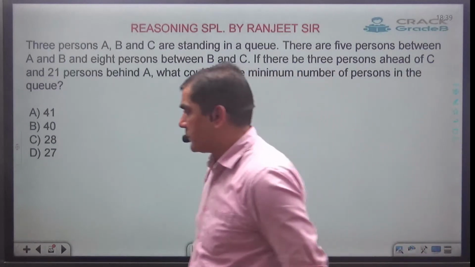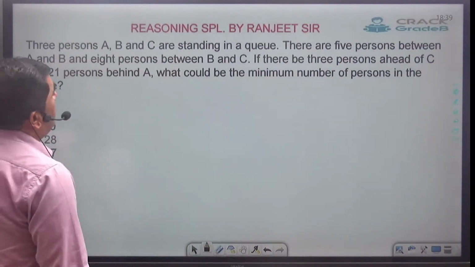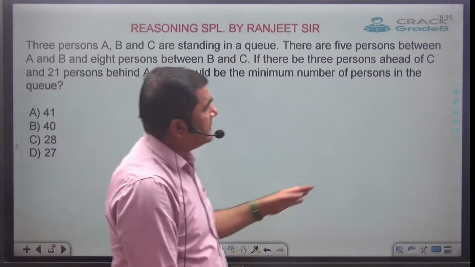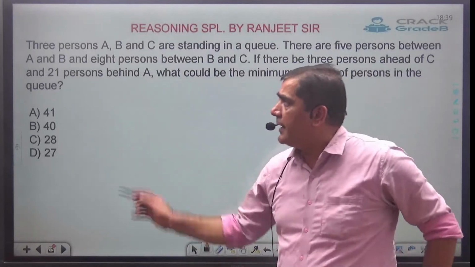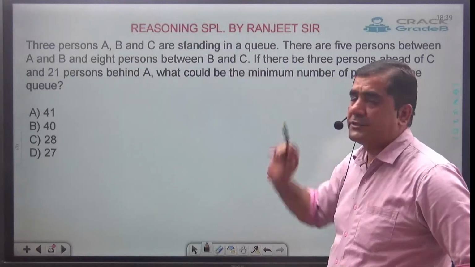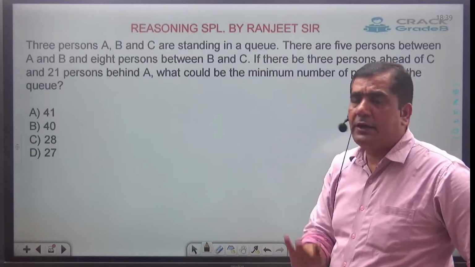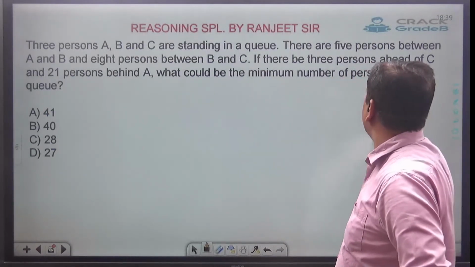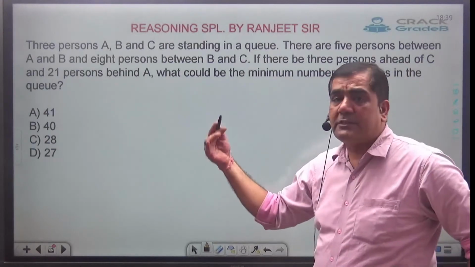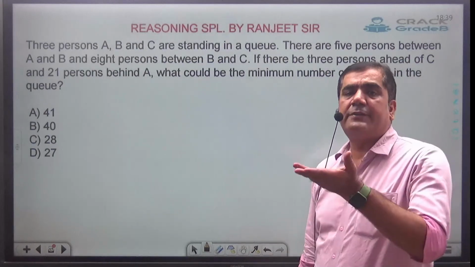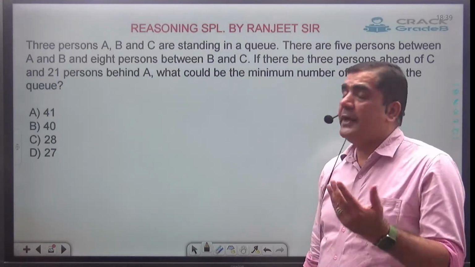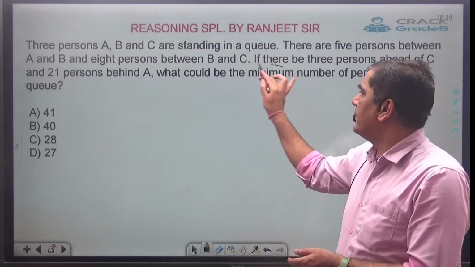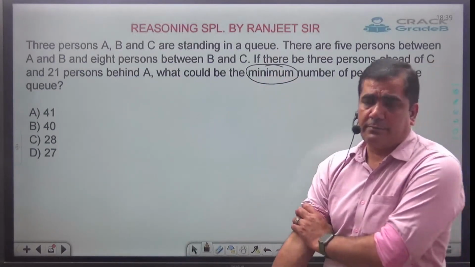Beautiful, very beautiful question. See, here they are saying 3 persons A, B, C are standing in a queue. There are 5 persons between A and B, 8 persons between B and C. So between A and B is given to be 5, between B and C is given to be 8. If there are 3 persons ahead of C and 21 persons behind A, the question is, what could be the minimum number? Here they have given minimum number. How to get the answer for this one?